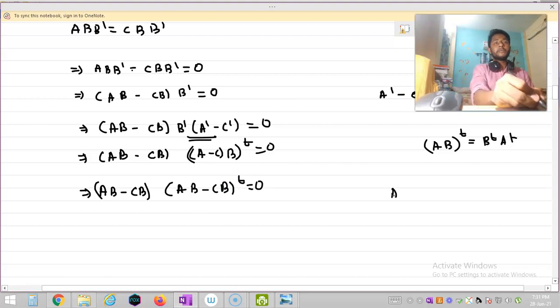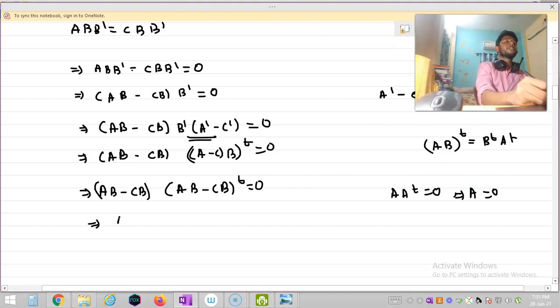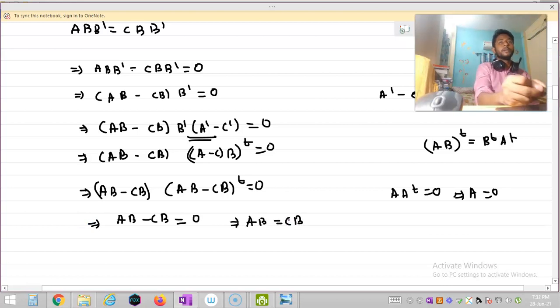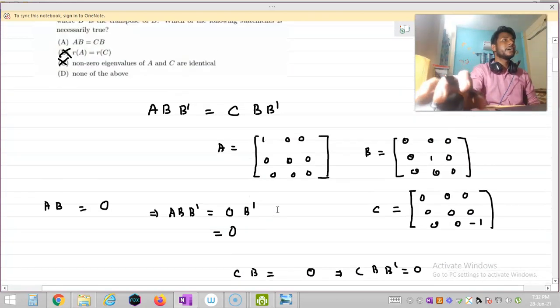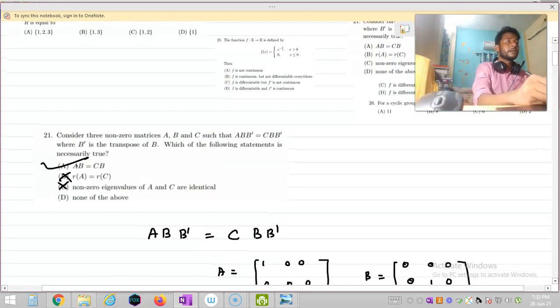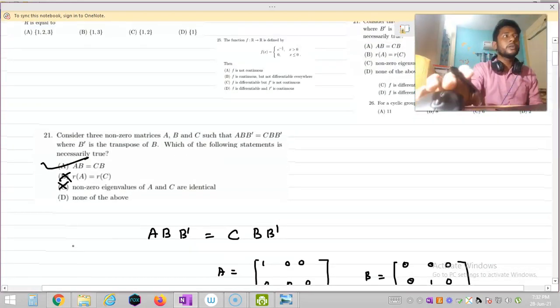Now I know that if A into A transpose is equal to 0, then A must be 0. So from this I can conclude that AB minus CB is equal to 0, and hence AB is equal to CB. So option A is our correct option. That's all about the question number 21.